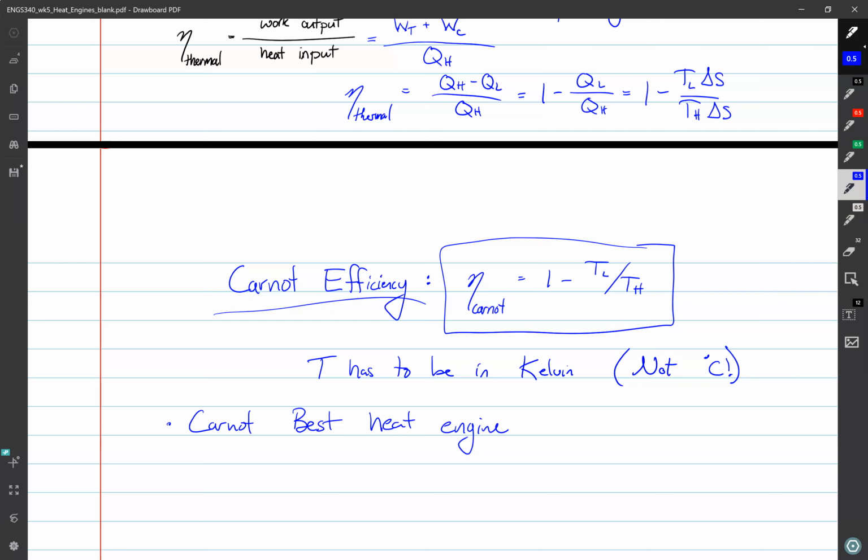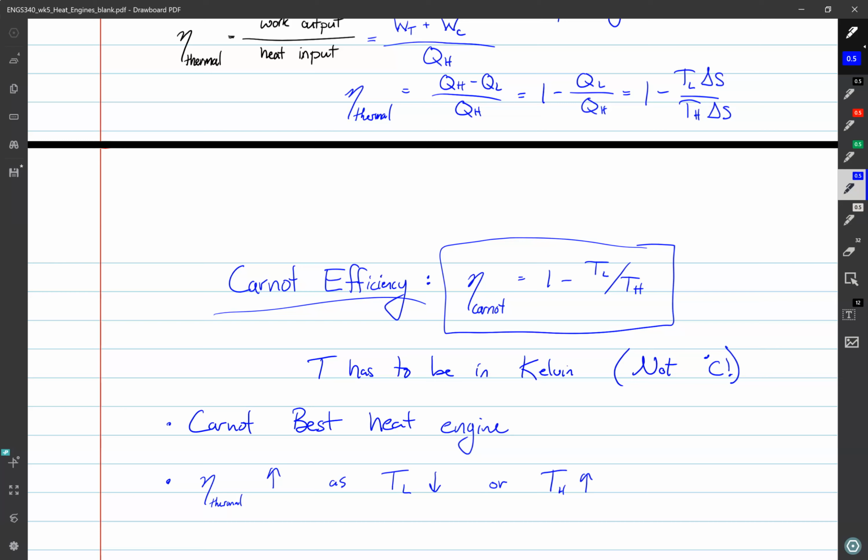We're going to get a more efficient heat engine as our TL decreases. So efficiency goes up as TL goes down, or as TH goes up, or some combination of the two. So we're going to keep exploring more of the details of real heat engines.